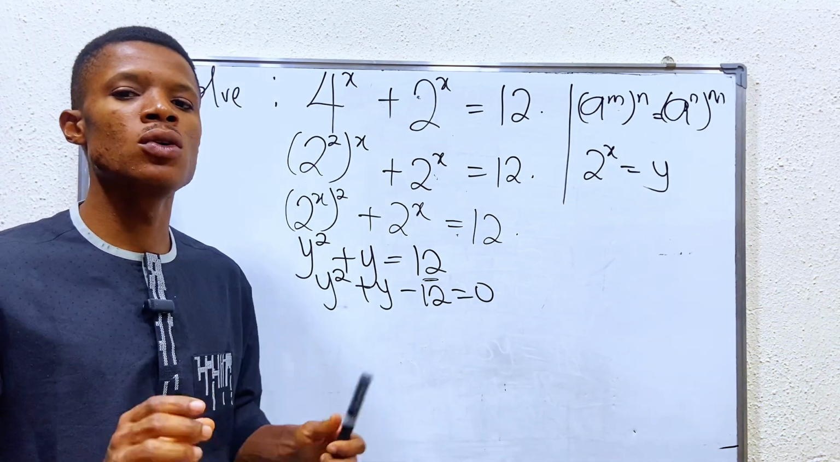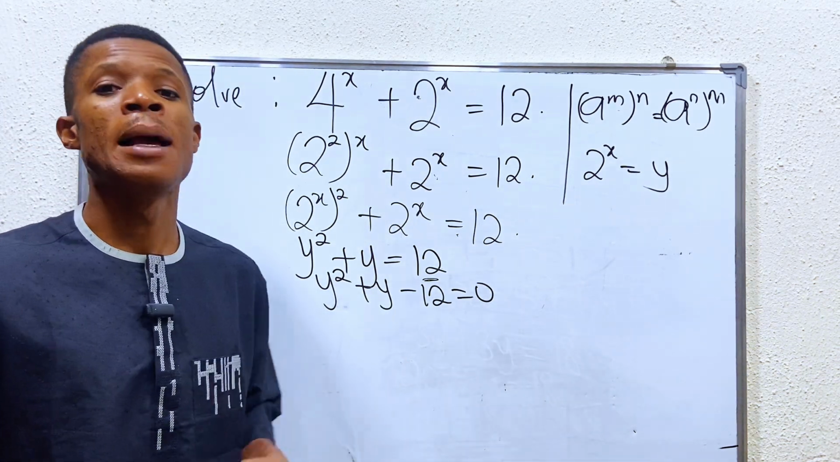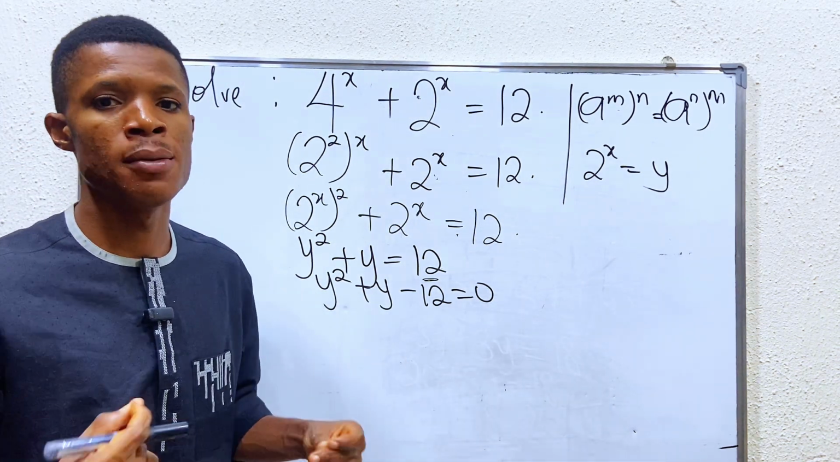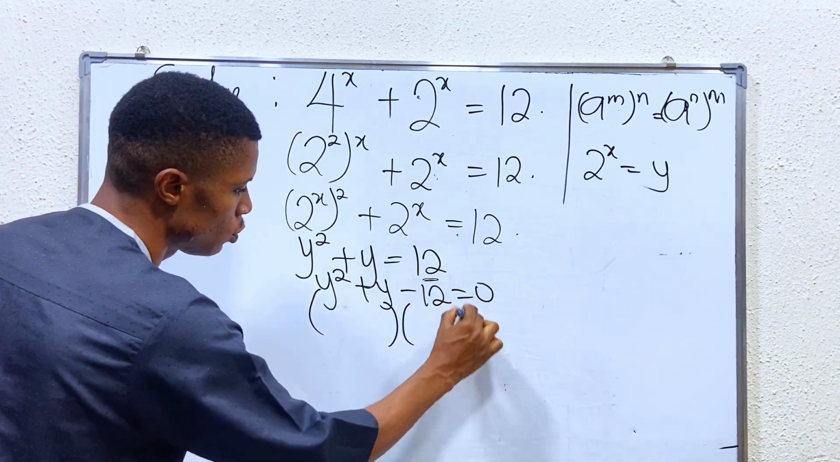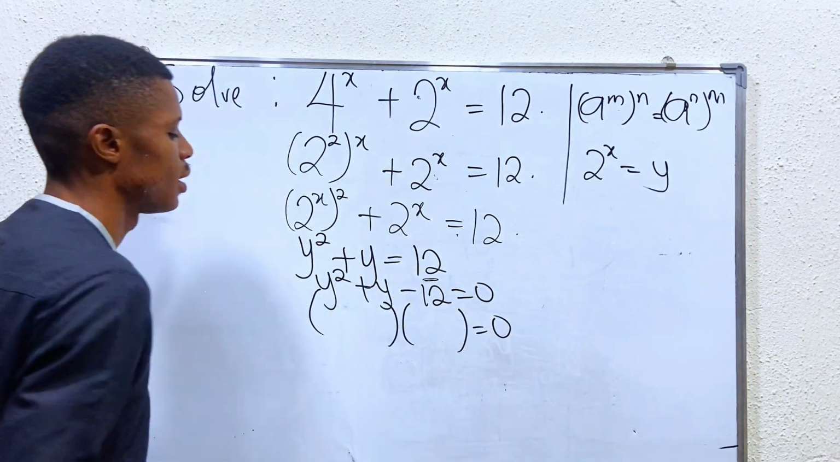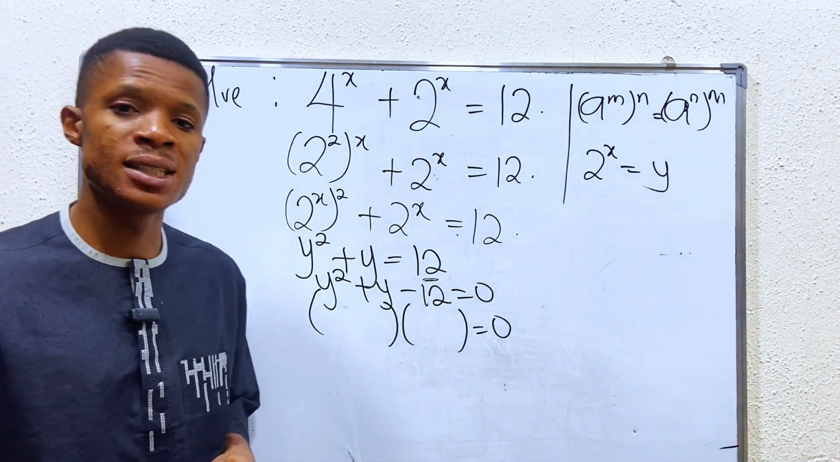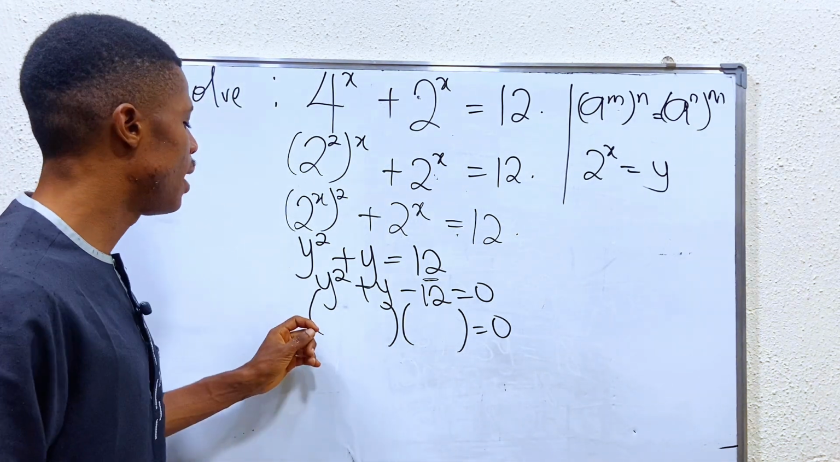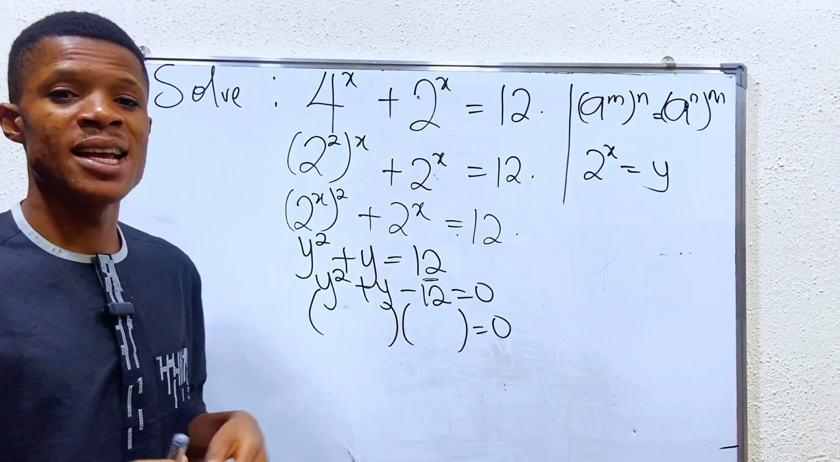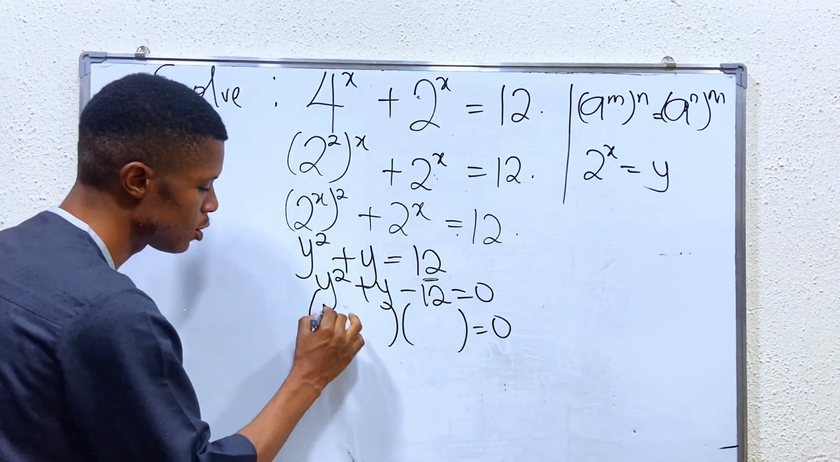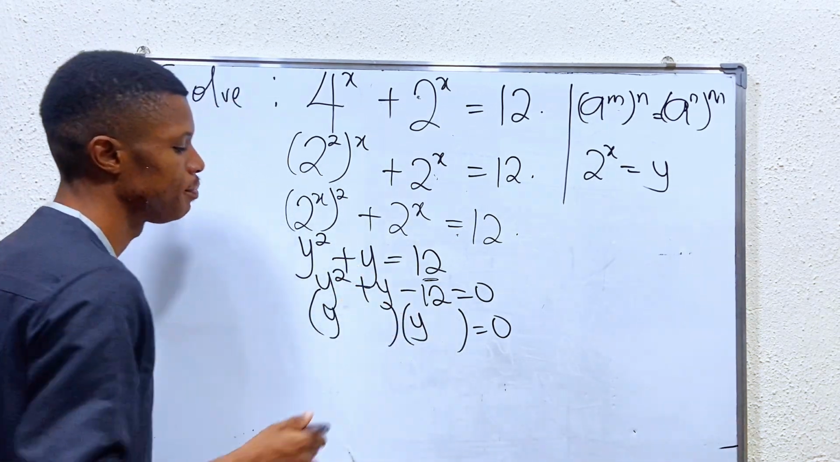To solve this, we are going to solve this quadratic equation by factorization method. To do that, we open 2 brackets and equate it to what? 0. Remember, the leading coefficient here is 1. So all we have to do is to think of 2 numbers or 2 variables that multiply to get y squared. So that's y times y.